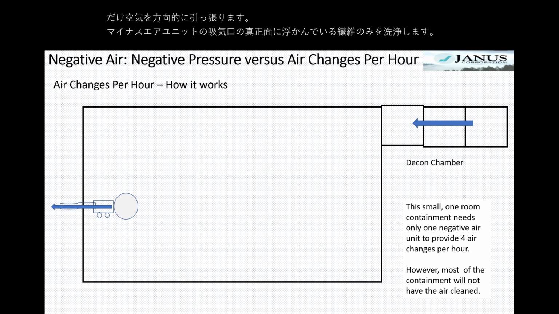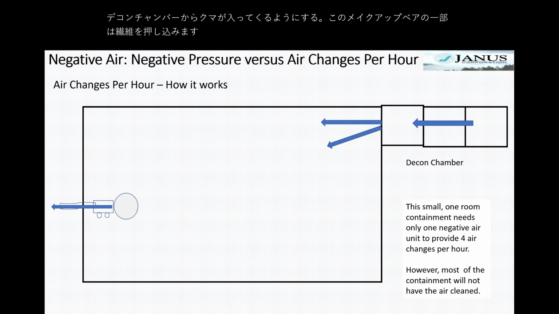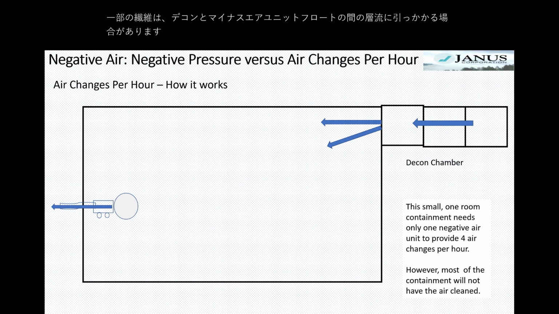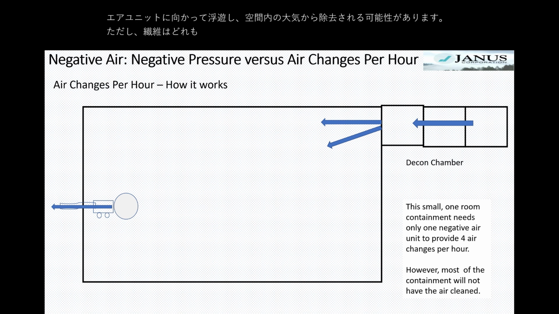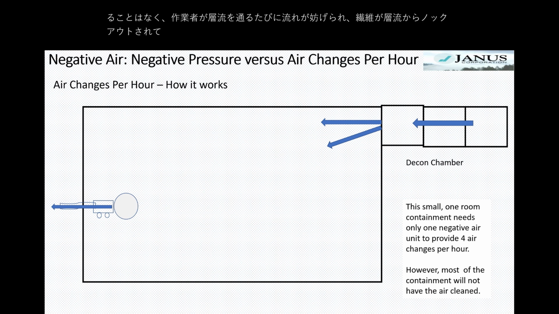Makeup air comes in through the decon chamber. Some of this makeup air will push fibers into the room away from the decon unit. Some fibers may be caught in a laminar flow between the decon and the negative air unit, float towards the negative air unit, potentially being removed from the atmosphere within the space. However, none of the fibers in the air outside of that laminar flow will be pulled towards the negative air unit, and every time a worker travels through the laminar flow, it disrupts the flow, causing fibers to be knocked out of the laminar flow and into dead air spaces within the contained space.